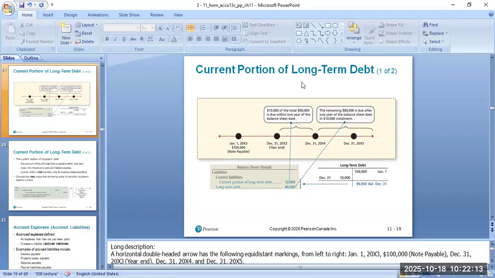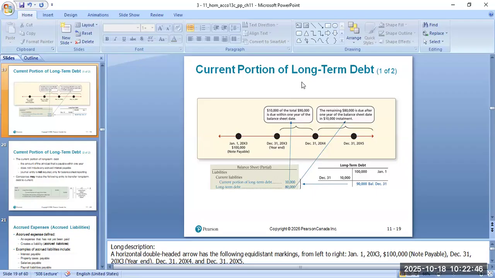Second year, I already paid the first $10,000. Now I have to pay another 20. But on the reporting date, when I look forward, the first 10 I have to pay within the year. So the first 10 will be current liability. The second 10 will be long-term liability. So my liability is going to have two items, current liability and long-term liability. Total will be 20,000 in the second year, but it's going to be a portion of the current 10,000, long-term 10,000.